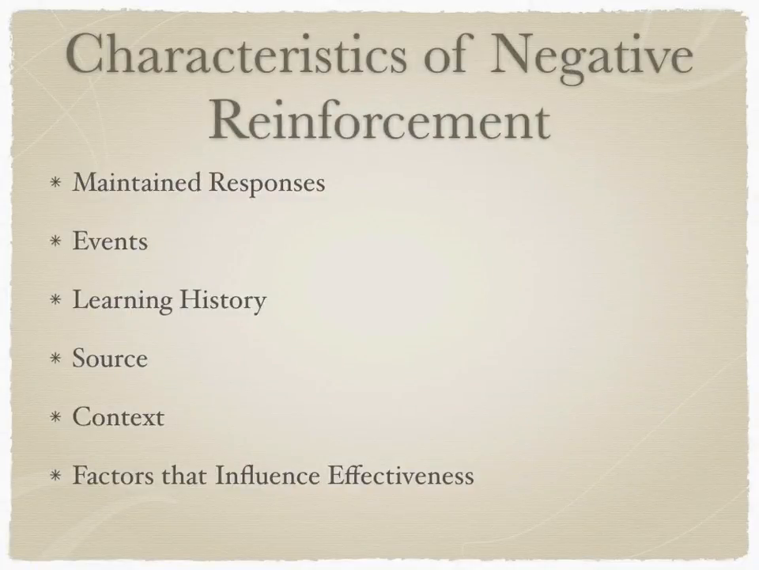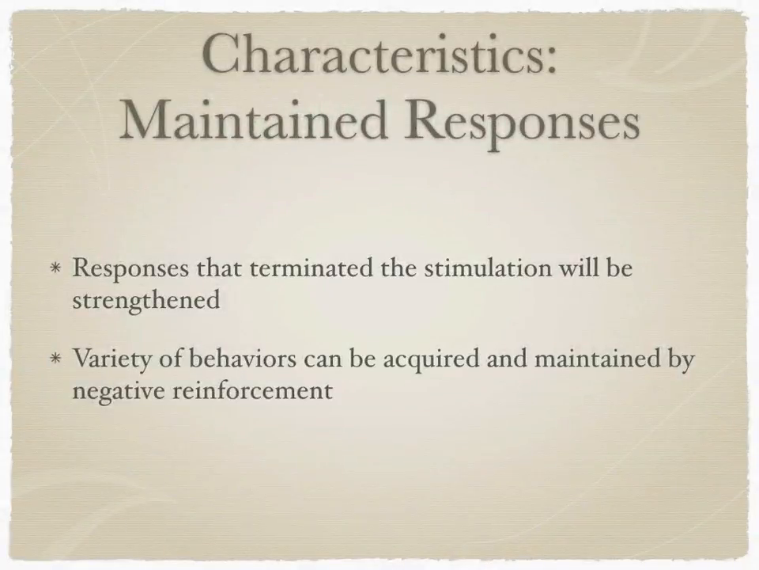There are different characteristics of negative reinforcement, and I wrote them all out here, and then I'm going to break up and talk about them. So there are maintained responses, events, learning history, the source, context, and factors that influence effectiveness. Maintained responses has to do with responses that terminate the stimulus, which tends to help them be strengthened. And in the book, they go over that a variety of behaviors can be acquired and maintained by negative reinforcement, because the termination of the stimulus can help strengthen those behaviors.